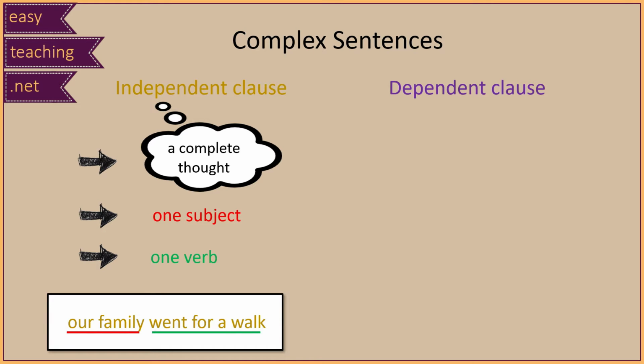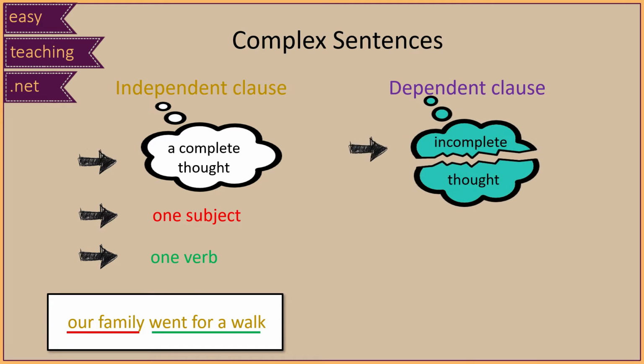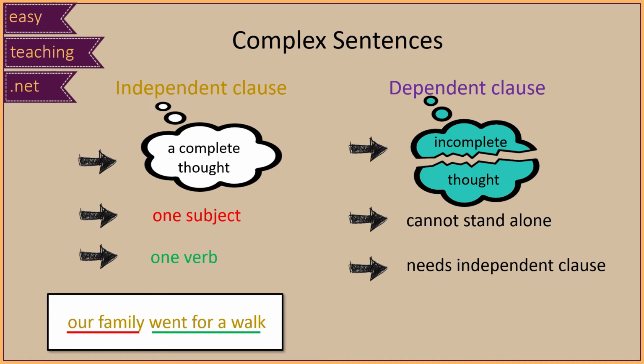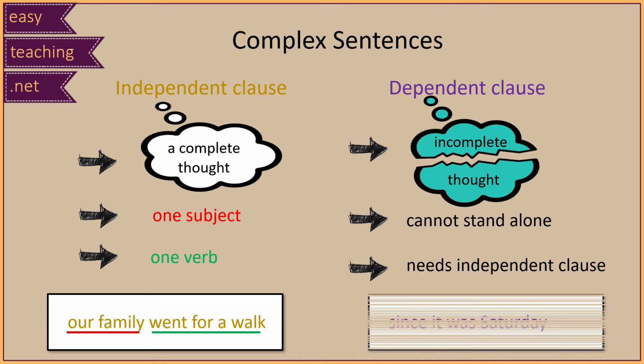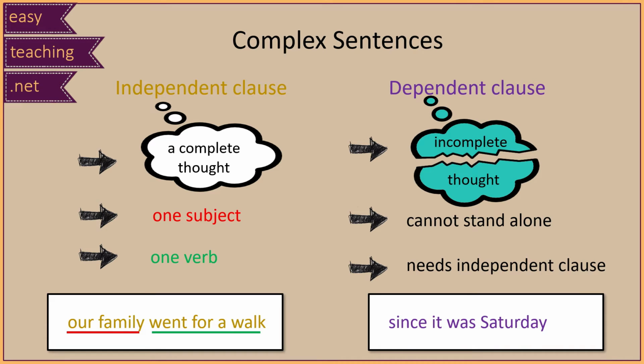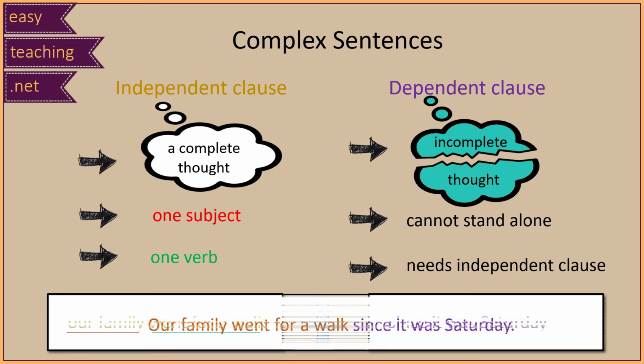A dependent clause is not a completed thought. It cannot stand alone. It needs the help of an independent clause. For example, since it was Saturday. It doesn't make any sense by itself, but we can join it with our independent clause, and here we have a complex sentence. Our family went for a walk since it was Saturday.